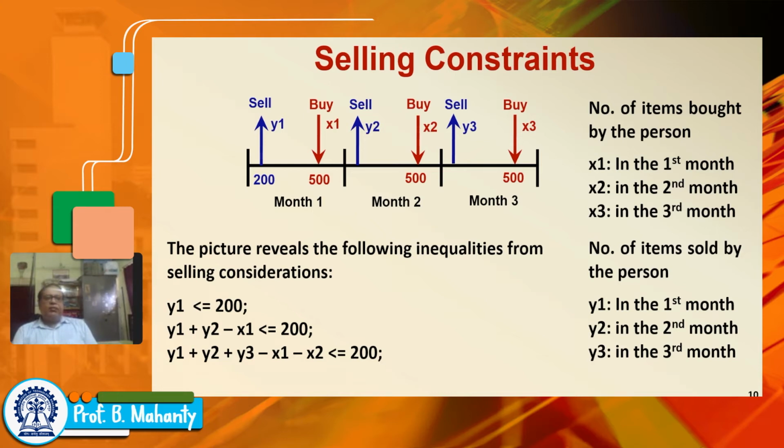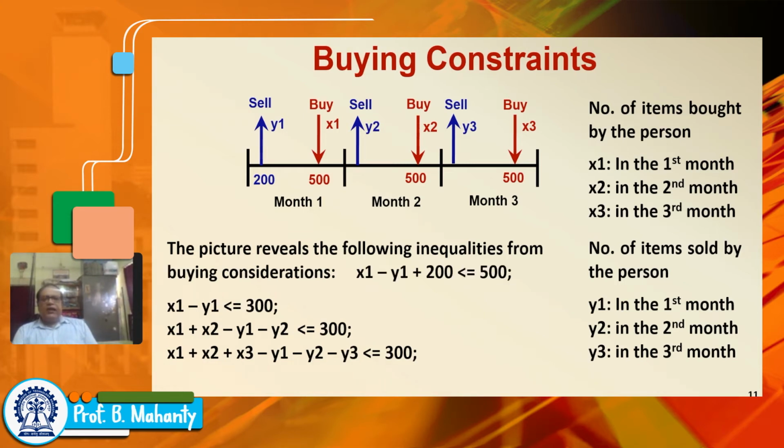Now, can you tell me what is the buying constraint in the very first month? What is the stock change up to this point? So you see, this is the buying constraint, x1 minus y1 plus 200. Up to this point, the end of the first month, from a buying point of view, you have purchased x1, you have sold y1. So x1 minus y1 is the net that is available, and you already had 200. So x1 minus y1 plus 200 has to be less than or equal to 500. Is it not? So the net change is purchased x1, sold y1, and you already had 200. So that should be less than or equal to 500.